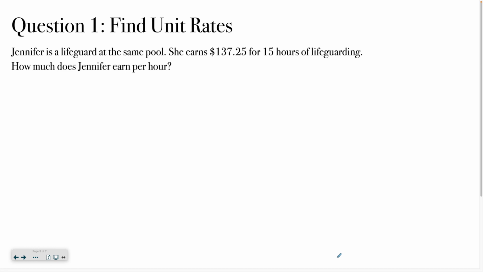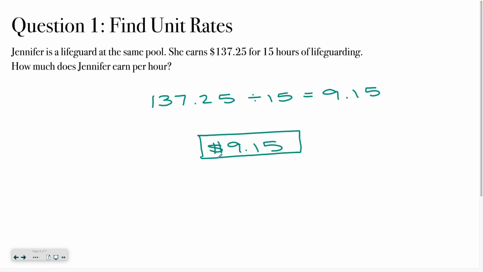We have Jennifer as a lifeguard at the same pool. She earns $137.25 for 15 hours of lifeguarding. How much does Jennifer earn per hour? Good luck. All right, for this problem, hopefully you said that Jennifer earns $9.15 per hour. You took the total amount that she earned divided by the number of hours she worked, and when you do that, you get $9.15.